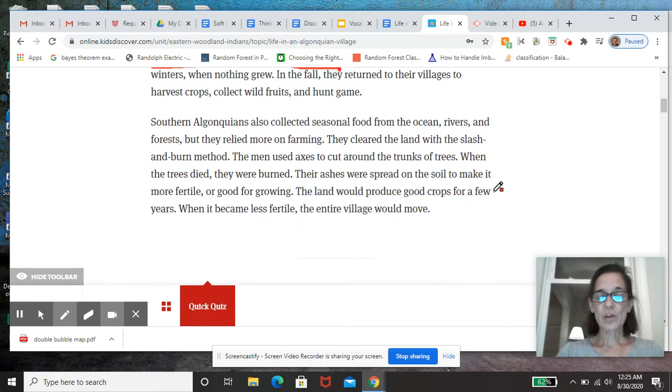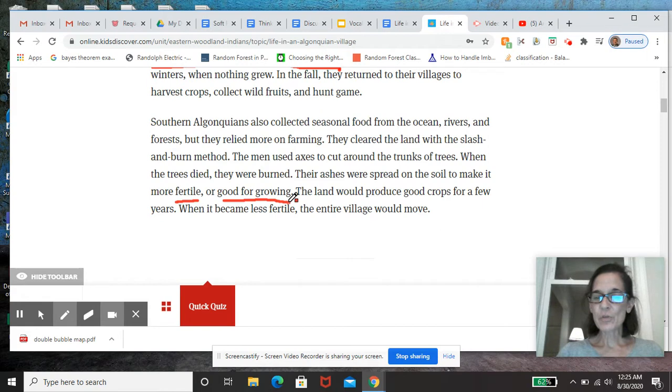Southern Algonquins also collected seasonal food from the ocean, rivers, and forests, but they relied more on farming. They cleared the land with the slash and burn method. The men used axes to cut around the trunks of trees. When the trees died, they were burned. Oh, we kind of know about that because that's happening in Soft Rain. Their ashes were spread on the soil to make it more fertile, or good for growing. We found that and its definition already.